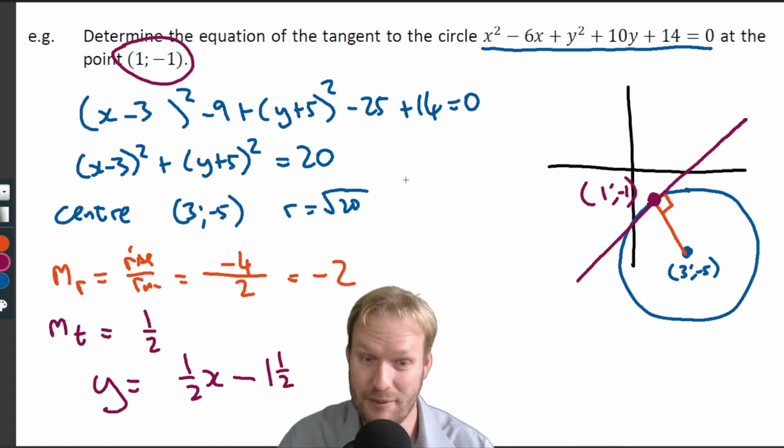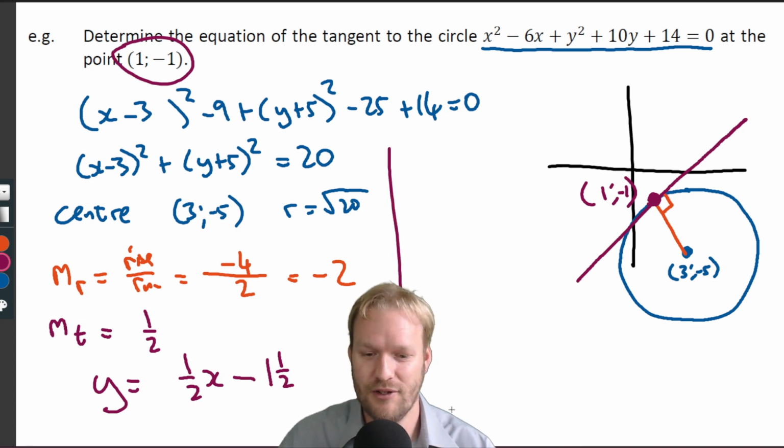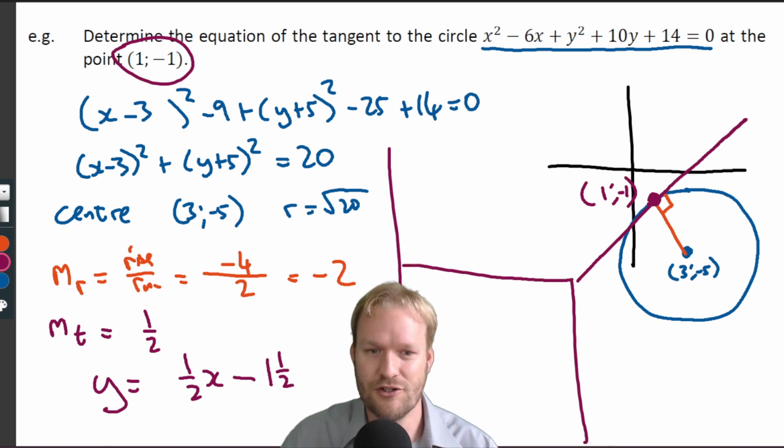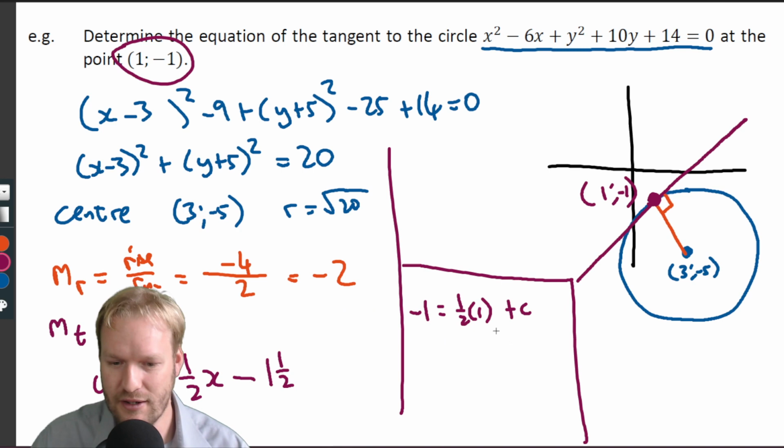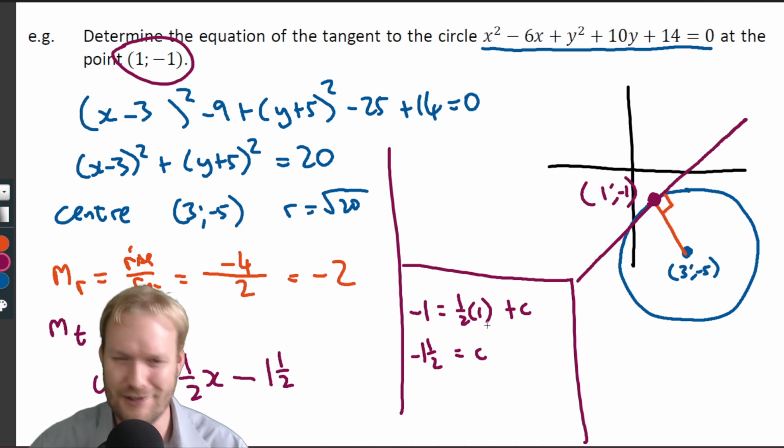If you didn't quite get that, maybe you're more comfortable and happier if you just say, you know what, I would rather substitute that point in: minus 1 equals a half times 1 plus c, and therefore work out that c is indeed minus 1.5 with your substitution. Okay, that's our second example. I'll see you for the third one in the next video.